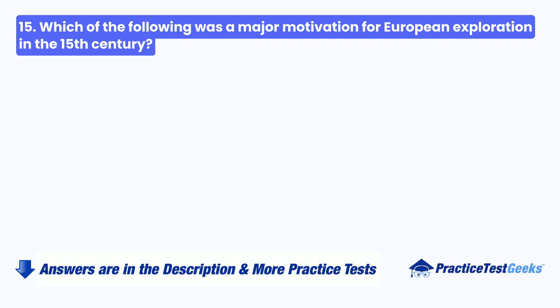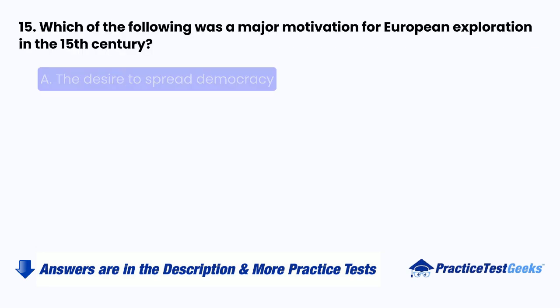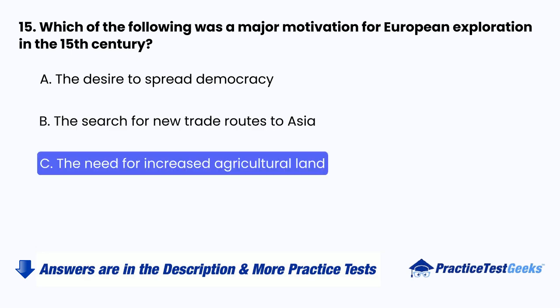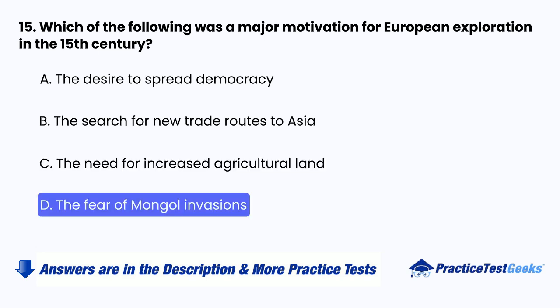15. Which of the following was a major motivation for European exploration in the 15th century? A. The desire to spread democracy. B. The search for new trade routes to Asia. C. The need for increased agricultural land. D. The fear of Mongol invasions.